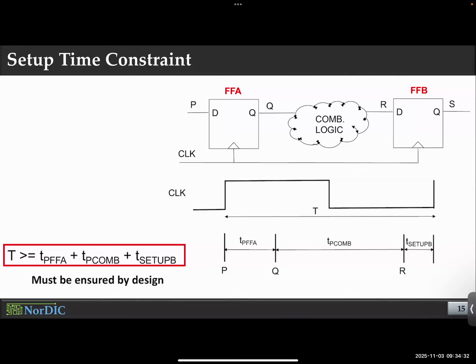Now, this is flip-flop A and flip-flop B, and in between, there is combinational logic. Do you guys remember that I talked about this structure before? I told you how combinational and sequential logic are intertwined. Why do you need sequential logic? Because you want to synchronize everything. You want to control everything in a measurable, trackable way.